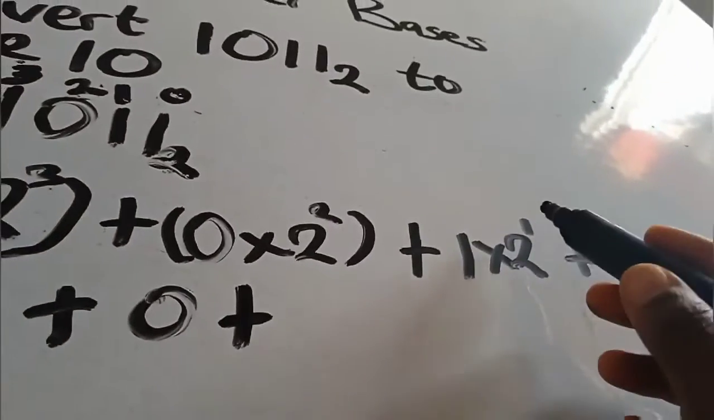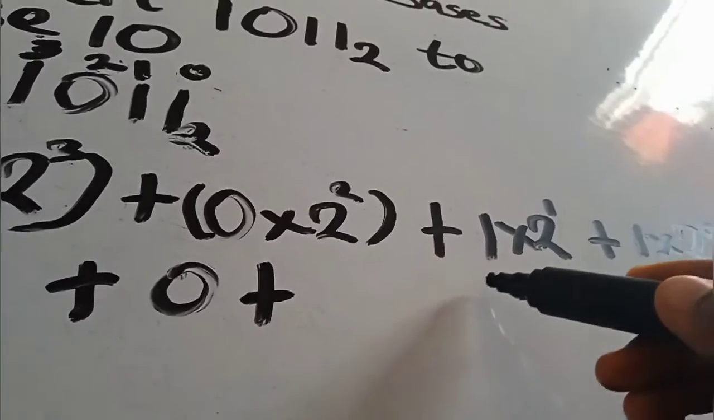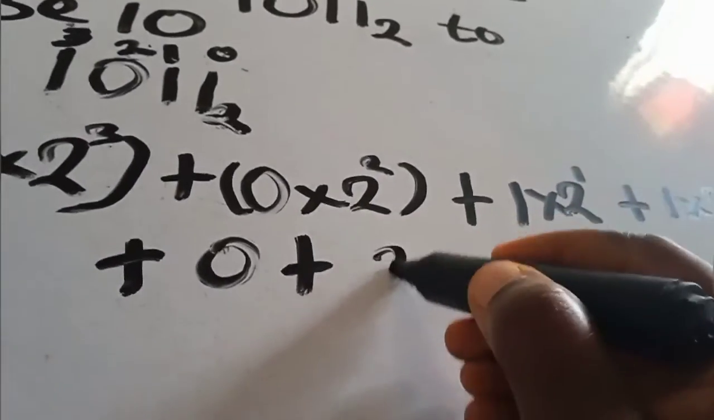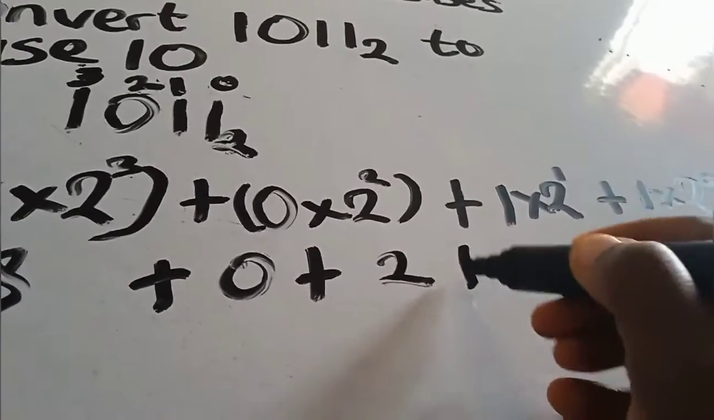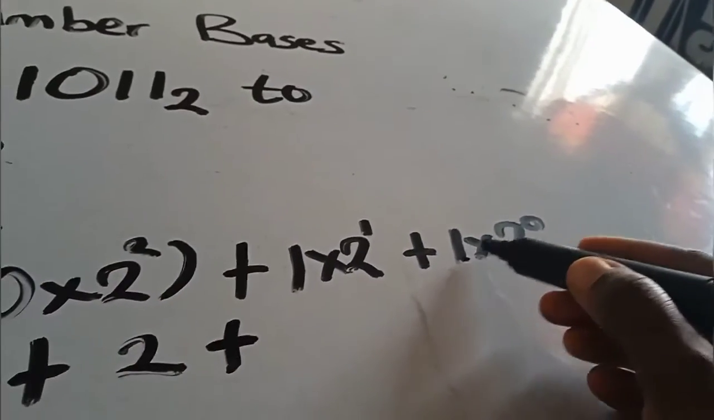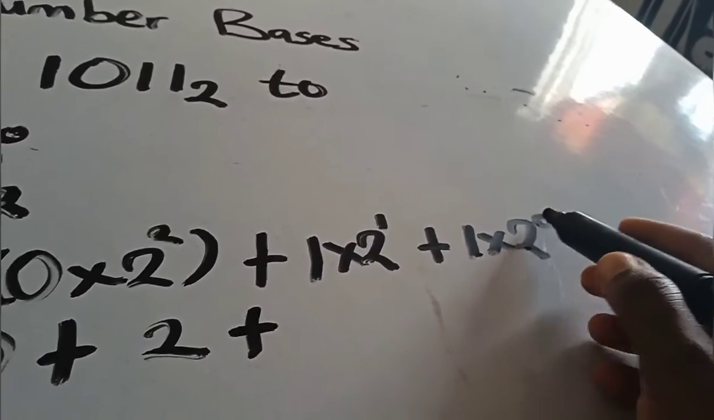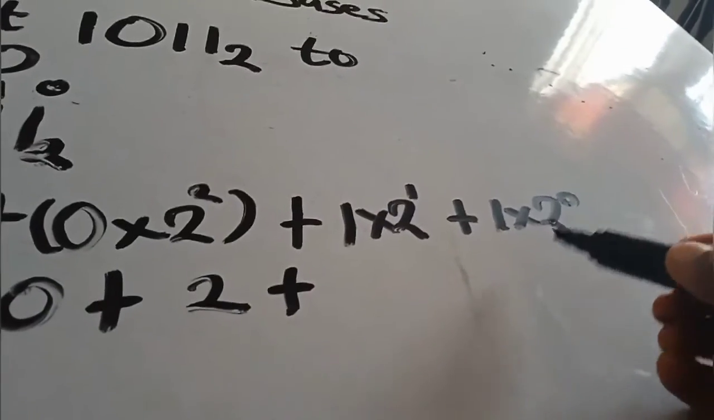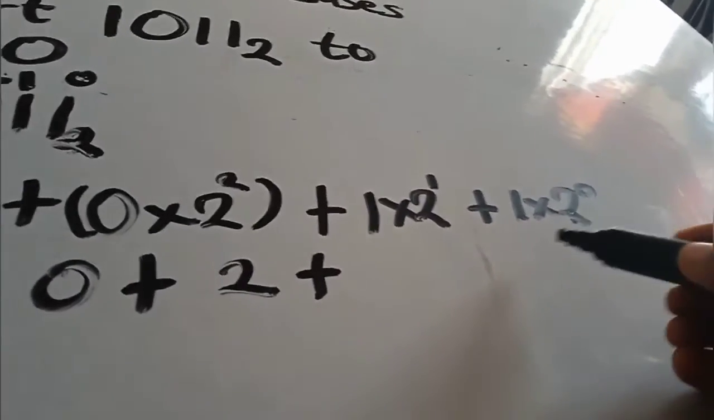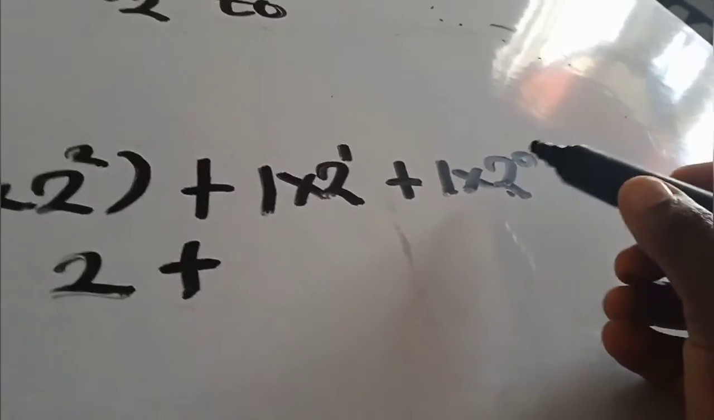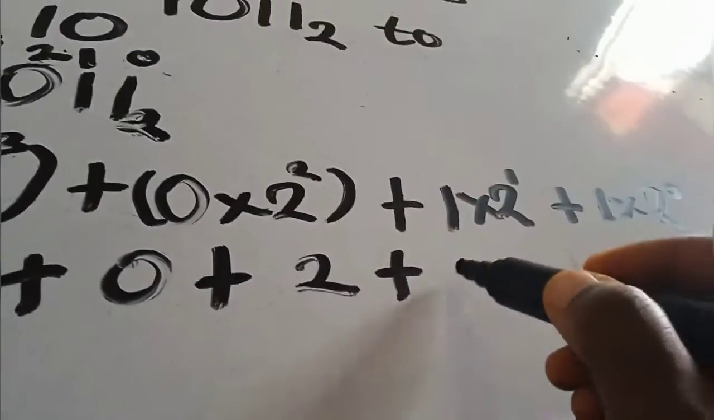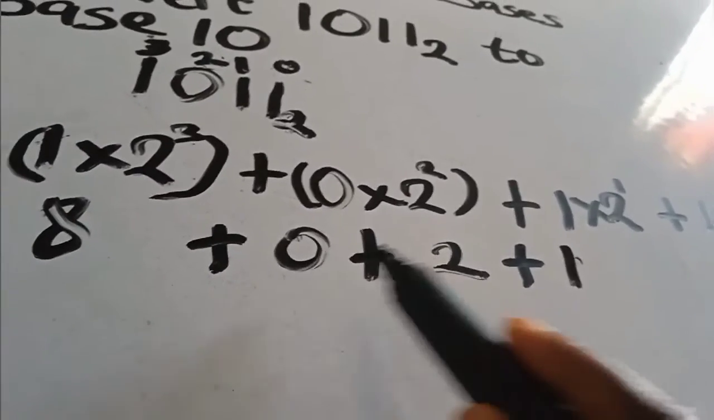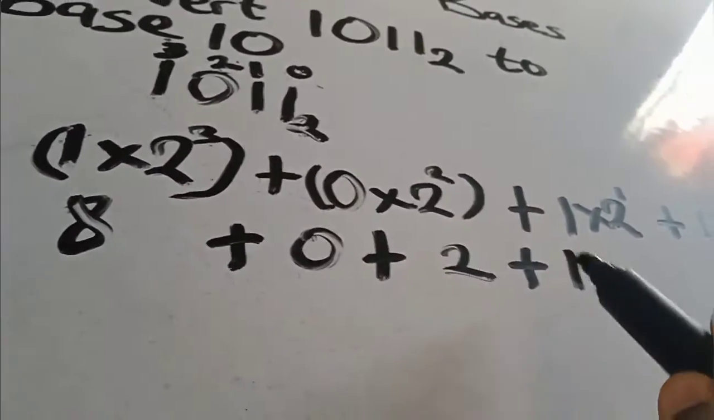Any number multiplied by 0 is 0. Plus 2 raised to power 1 is 2, and 1 times 2 is 2. Plus 2 raised to power 0. Any number raised to power 0 is 1. 10 to power 0 is 1, 100 to power 0 is 1. So note that: once you raise any number to 0, that number becomes 1. So 1 times 1 is 1. Now we can add: 8 plus 0 is 8, plus 2, 10, plus 1, 11.